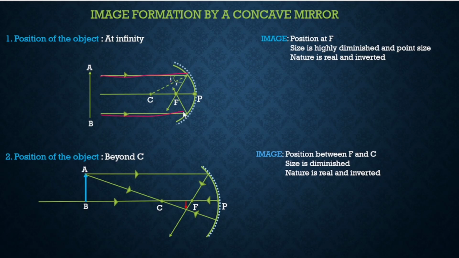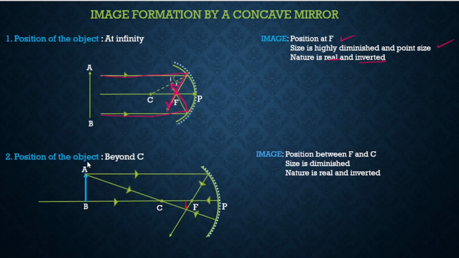We have learned in rule number 1 that when a light ray is parallel to the principal axis, it passes through the focus. So according to rule number 1, the rays of light will meet at F. The position of the image is F. What is the size? The size is highly diminished, a point, very small. The nature is real and inverted. It is in front of the reflecting surface, so it is real.